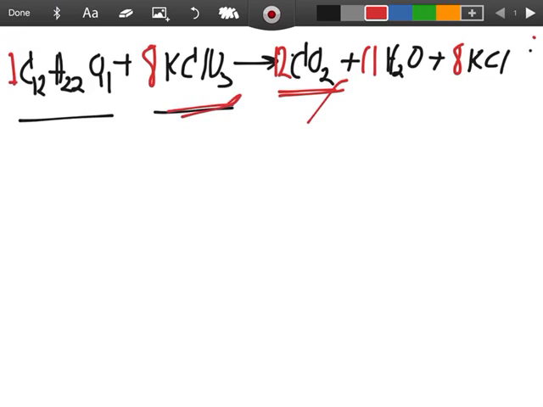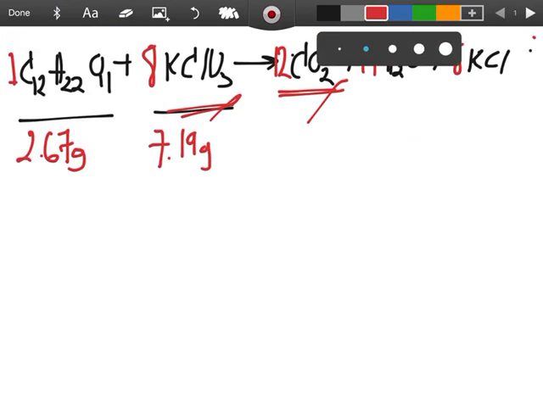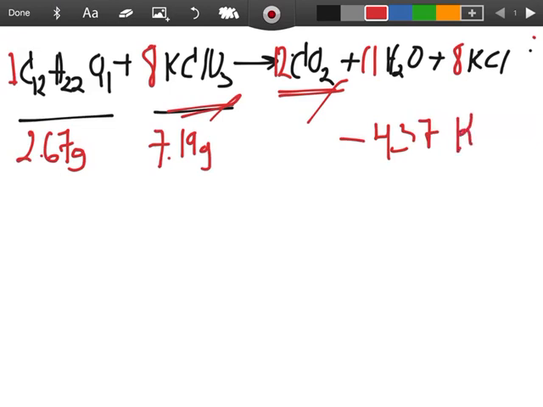So when you perform this reaction and you add 2.67 grams of sugar and 7.19 grams of the oxidizer, what you will have is that the system will release, that's why the negative sign, 43.7. Sorry, give me a second. You will release minus 437 kilojoules of energy. Very well.